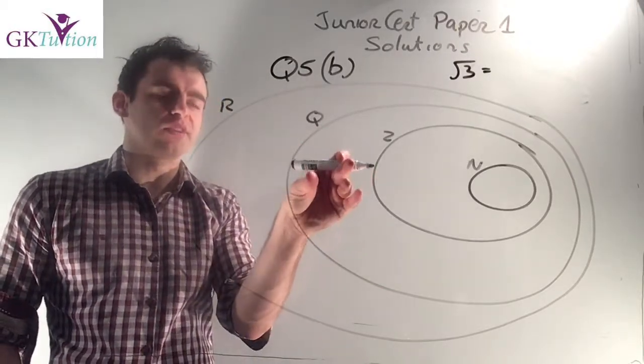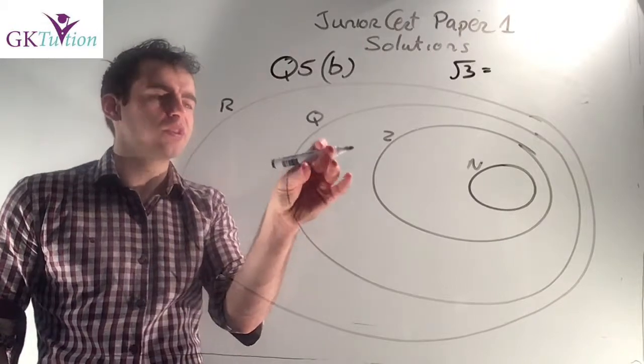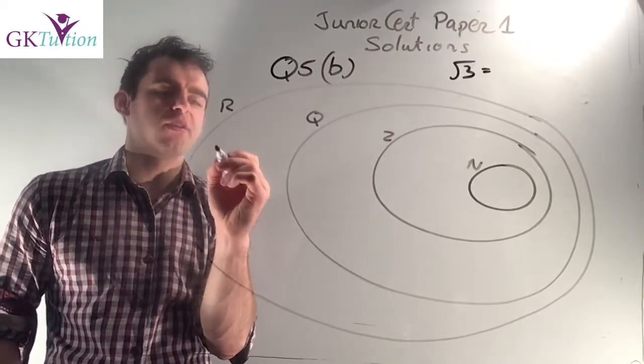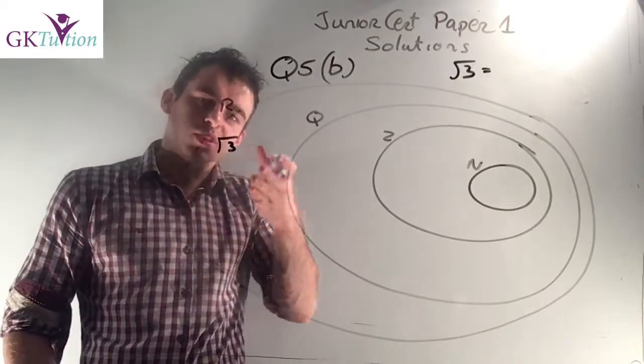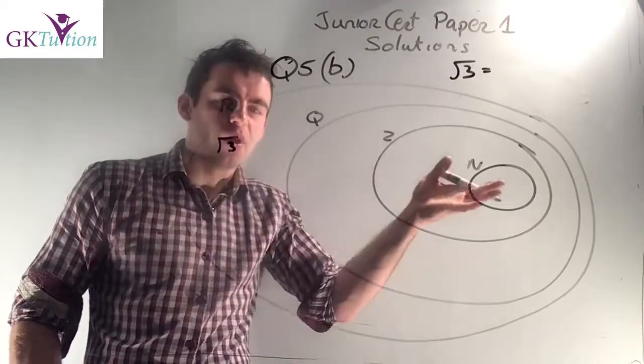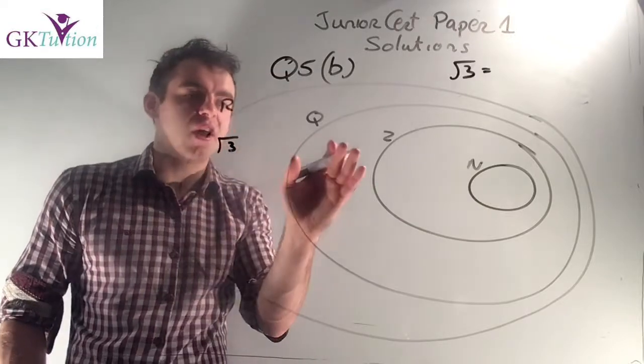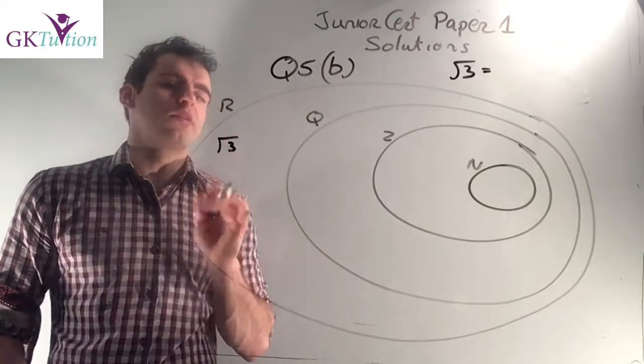Remember, Q represents the rational numbers, so it has to be outside the circle for Q. It must be out here. The square root of 3 is still a real number, but because it's 1 point something something something that tends to just go on forever, that means that it is not rational. It must be irrational, so it goes out here.